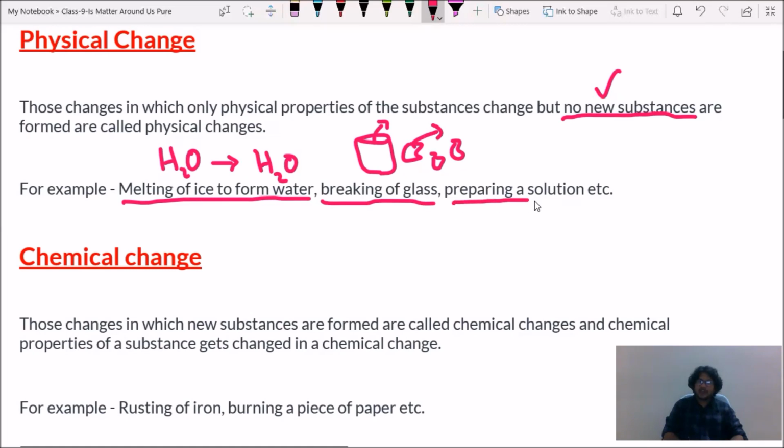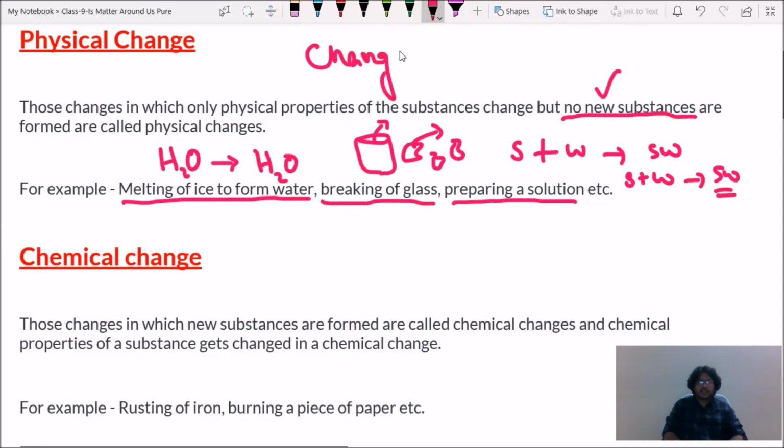And preparing a solution. If you want to prepare a solution, sugar plus water, if you add, you are getting just sugar water. Salt plus water, if you are mixing, you will get salt water. In that also no new substances are formed. So by this what we can conclude? When the change is happening, there will be no new substances, and changes which are reversible are also known as physical change.